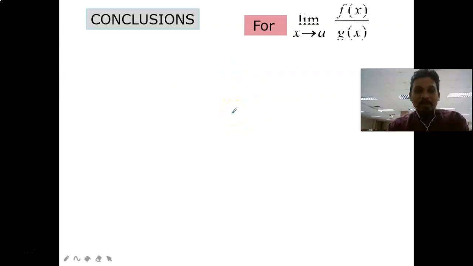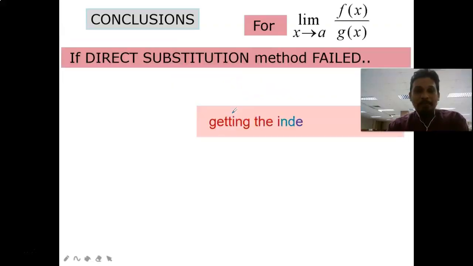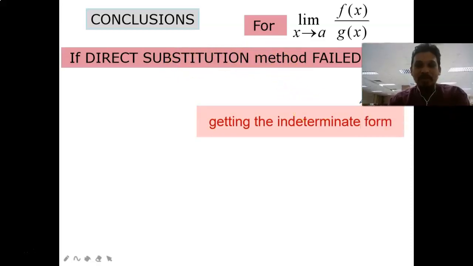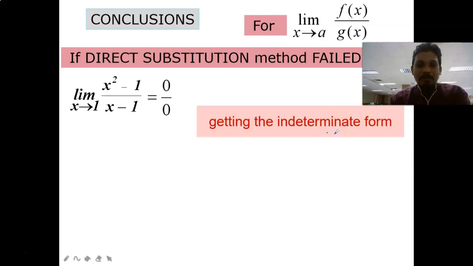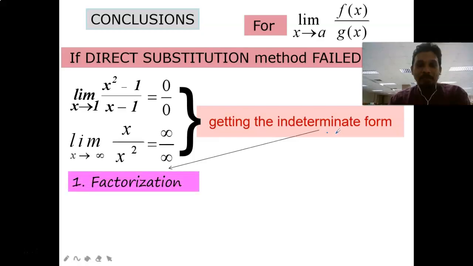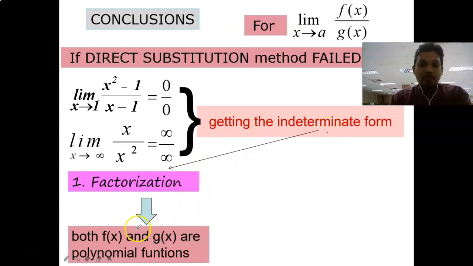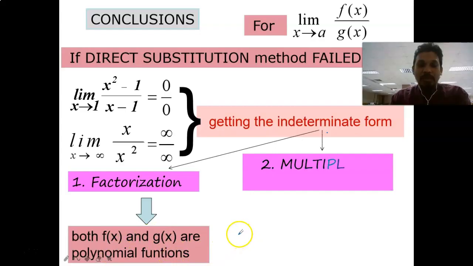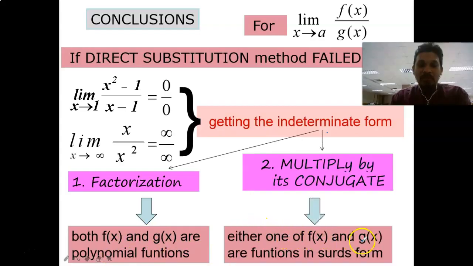So the conclusion here: if the direct substitution method fails and we get an indeterminate form, we come up with the method of factorization when both f(x) and g(x) are polynomial functions, and multiplying by the conjugate if either f(x) or g(x) is a function in surd form.